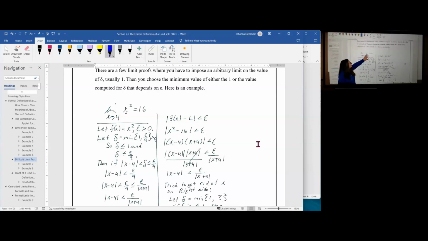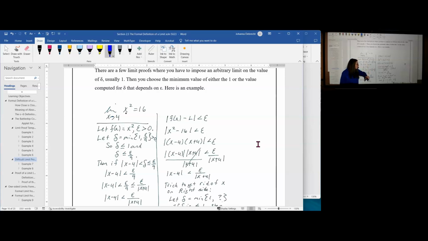We want to do the limit as x approaches 4 of x squared, which we know, because it's a polynomial, is going to give us 16. But we want to prove that mathematically using the epsilon delta definition. We start on the scratch work side with the absolute value of the function minus L less than epsilon. This gives us the absolute value of x squared minus 16 less than epsilon.